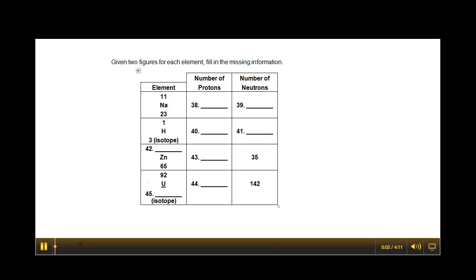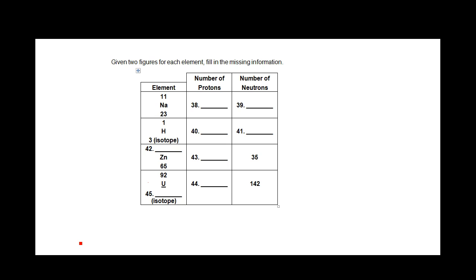Alright, I know I've covered this information way too much, but I just want to look at a different style that you might see when asked this, like on the CORE test or something like that. So if you look here, it says given two figures for each element, fill in the missing information.